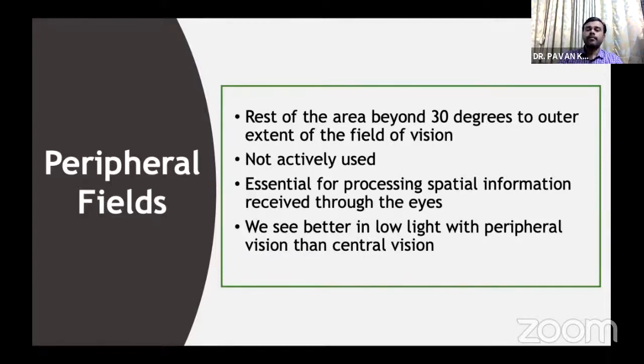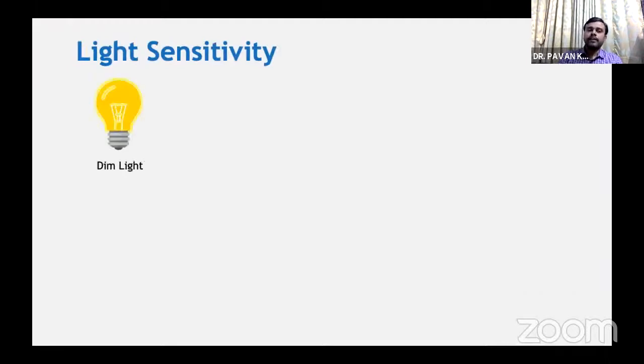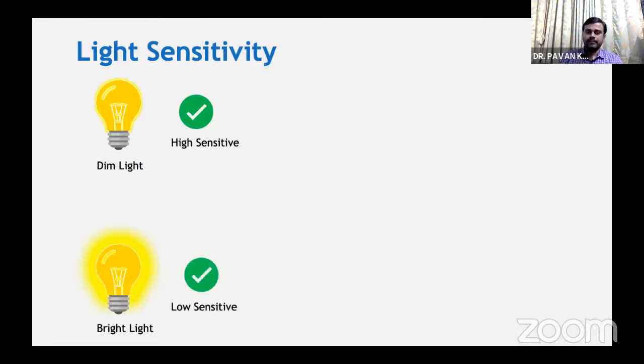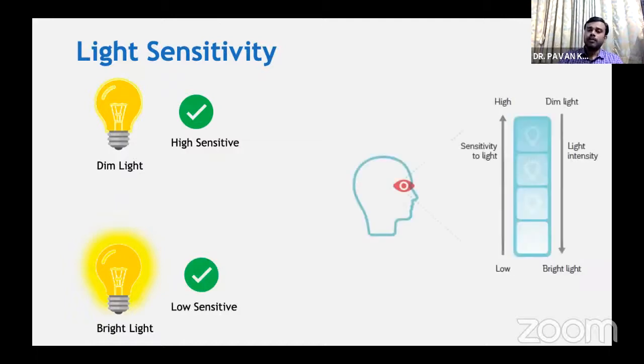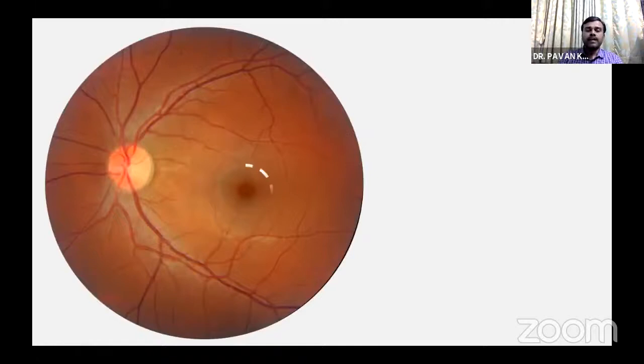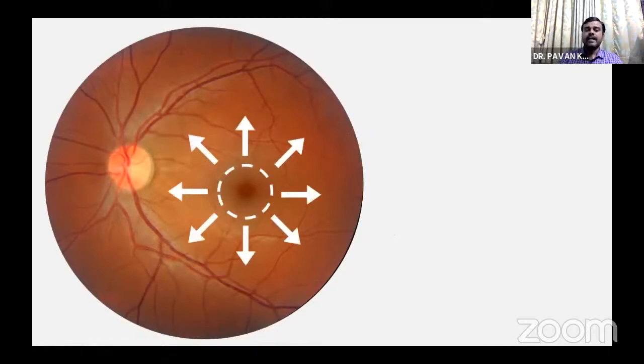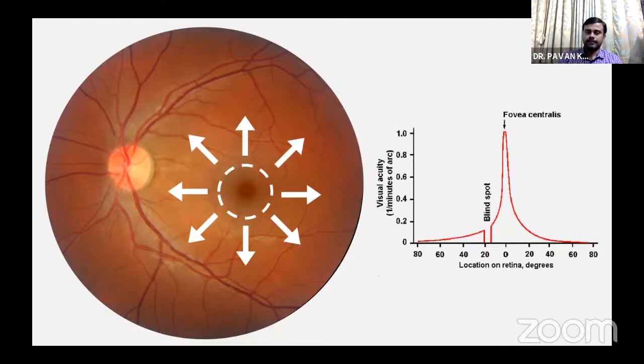Sensitivity is the ability of a retinal point to appreciate a light stimulus. If a retinal point is able to appreciate even a dim light, it can be labeled as highly sensitive. If it can appreciate only the brightest light, we call it low sensitive. Automated perimetry uses a varying intensity of light stimulus to measure the sensitivity of various retinal points. The fovea has maximum light sensitivity, and as we move towards the periphery, the sensitivity of the retinal point keeps decreasing.